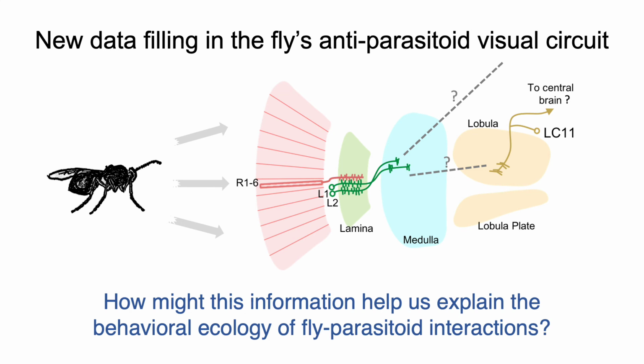And understanding how these neuronal mechanisms underlying anti-parasitoid behaviors work, I think can inform us into the behavioral ecology of fly-parasitoid interactions. And I'll just leave it there and be happy to talk about that later.